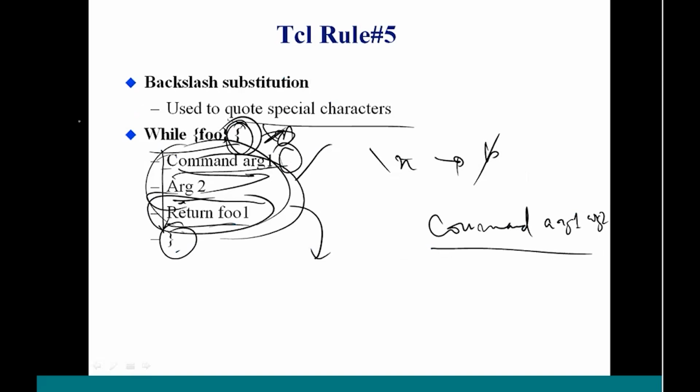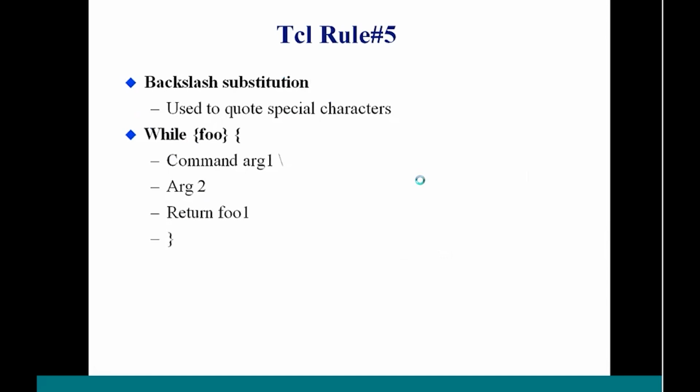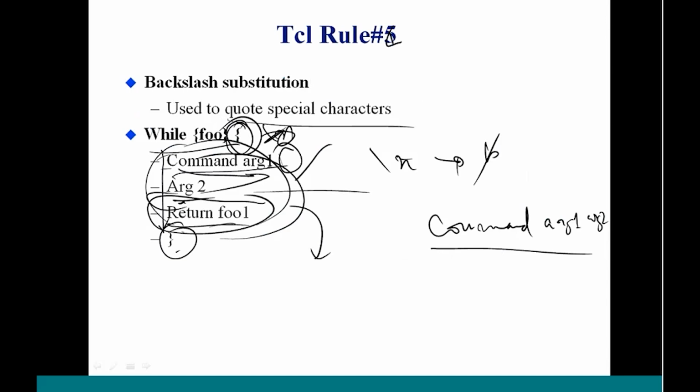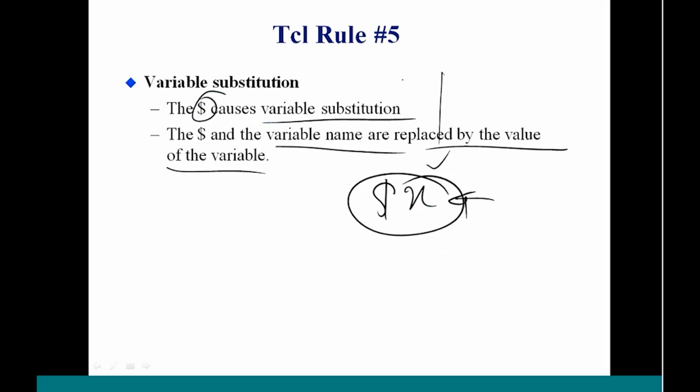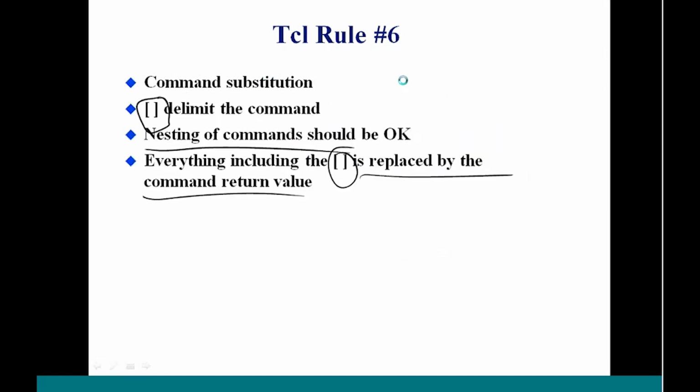Also, the rule number 5 is to use the backslash substitution. How that works is the key thing here. You can review this one. And then actually, sorry, this is the rule number 4. And then rule number 5 is the variable substitution, which is by using the dollar. Whenever we specify the variable name with the dollar, that variable name is replaced by the value of the variable. And then finally the last rule is the command substitution, which uses the square brackets, and the square brackets delimit the command.